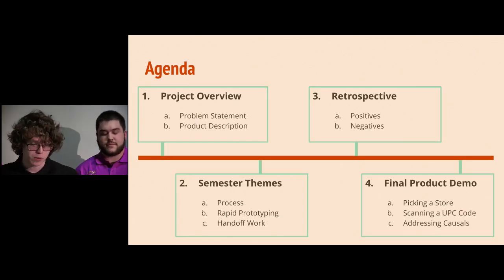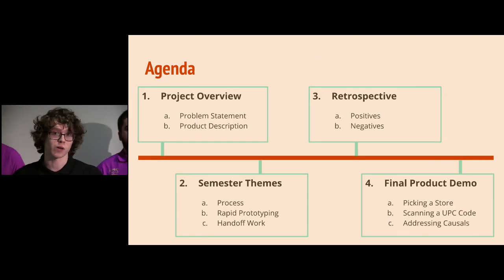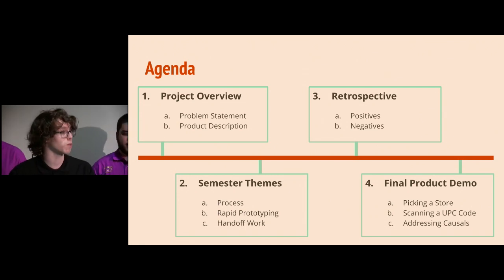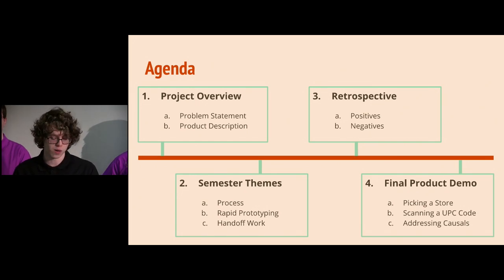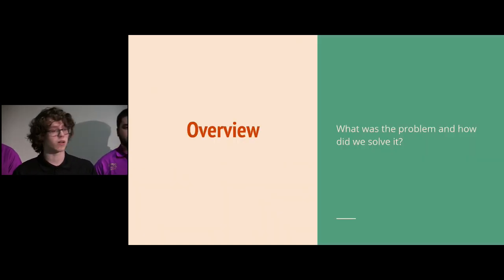So today we're going to briefly break down our presentation into 4 main sections. We've got an overview of the project, where I'll talk a little bit about what the product is and what the main use case is. I will go over some themes of our semester and some really important events and areas that we focused on. Then we'll have more of a retrospective focus towards the end with what went well and what didn't go well, and then we'll end up with a product demo.